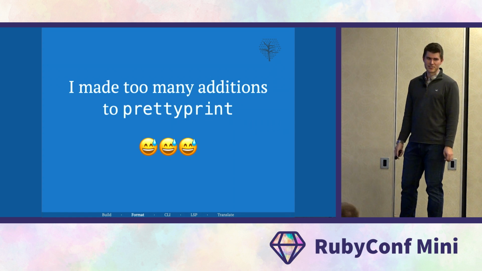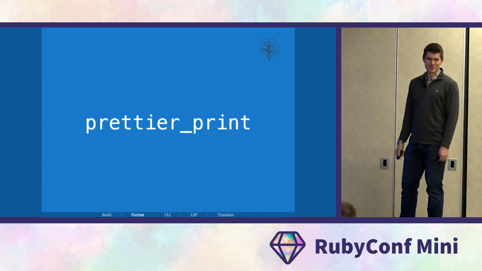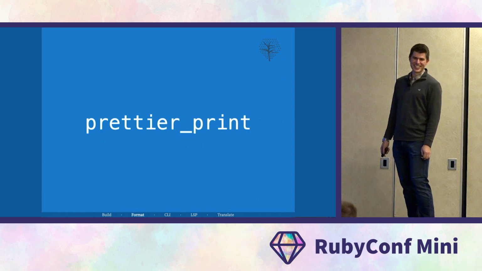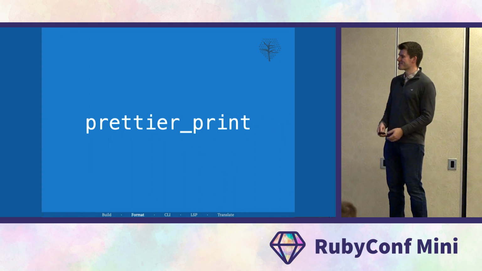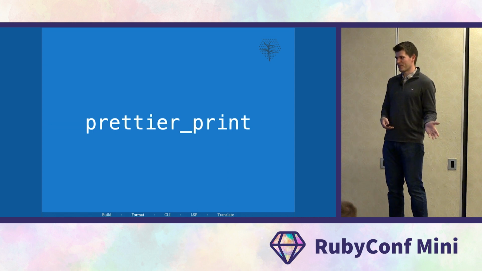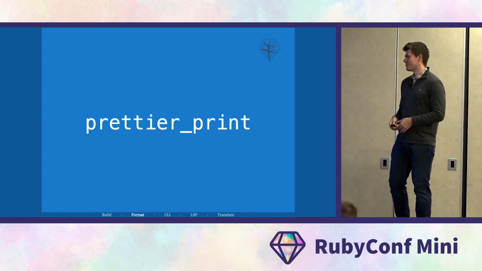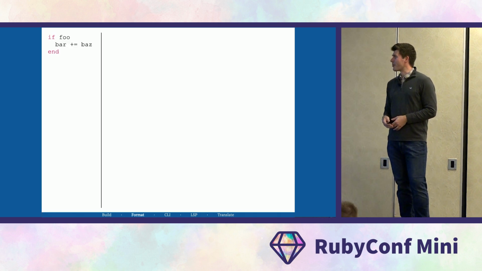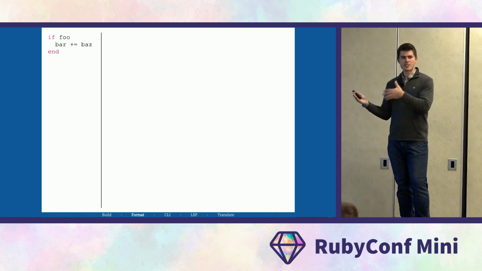So I made too many additions to Pretty Print. I really, really wanted this to be in the standard library, and as part of the grant proposal, I said, this is going to be in the standard library, it's going to be great. And then the maintainer was like, what are you doing? So I published a new gem. It's just simpler. There's a new gem called Prettier Print that does exactly this. It is a drop-in replacement for Pretty Print. You can use it in any place Pretty Print would be used, except it has way more functionality, because I don't feel like arguing online. So this is the basis for the Ruby formatter.